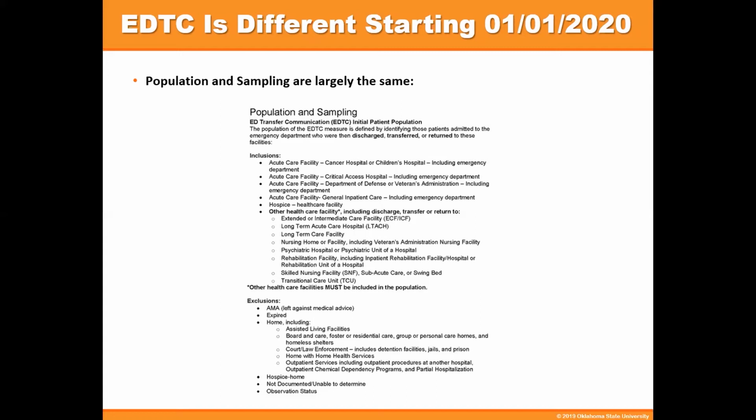I know one thing that hung some folks up was nursing home. When we have a patient go back to the nursing home, that is still considered a transfer. That's still captured in here. I think one of the biggest changes was if we move a patient into observation. I want to say that might have been included last time, but it's now excluded from the sample, or moving forward, I should say.